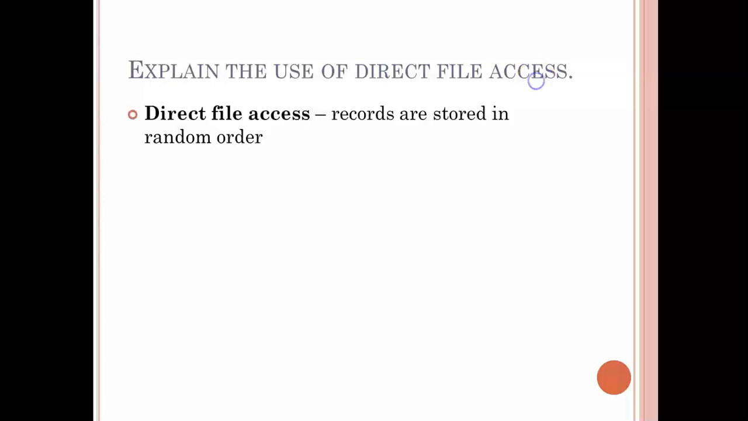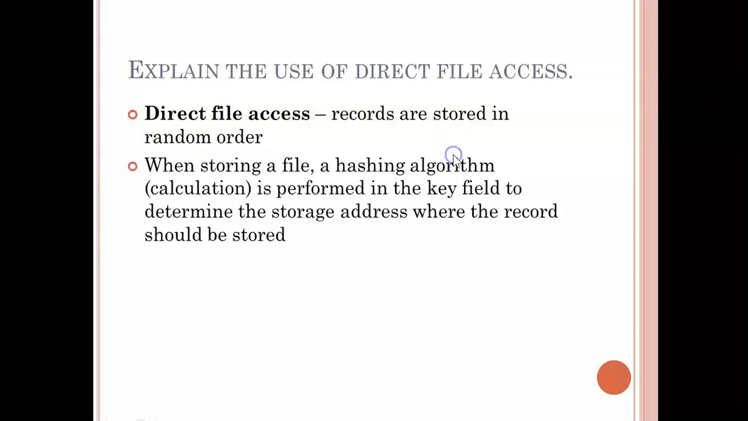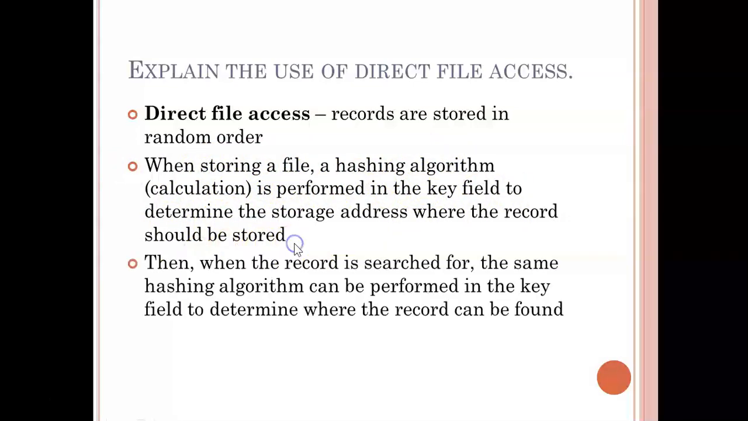Explain the use of direct file access. The two types of file access that you are working with in your textbook are index sequential access, and now this other type, which is direct file access. This is where records are stored in random order. It's not sorted by any field. When storing a file, a hashing algorithm, a calculation, is performed on the key field to determine the storage address where the record should be stored.